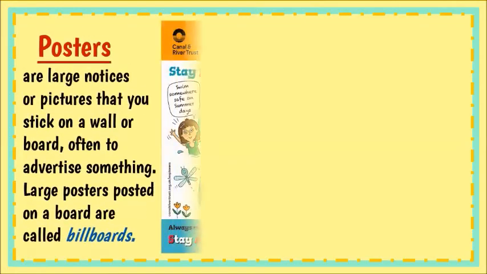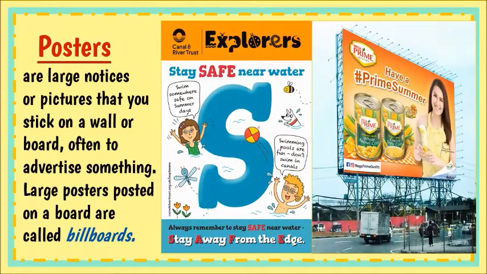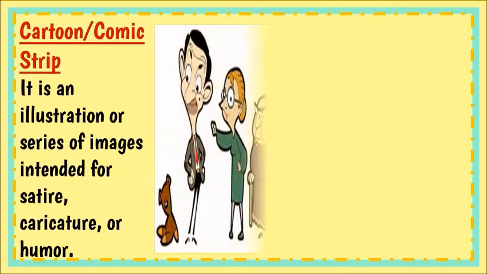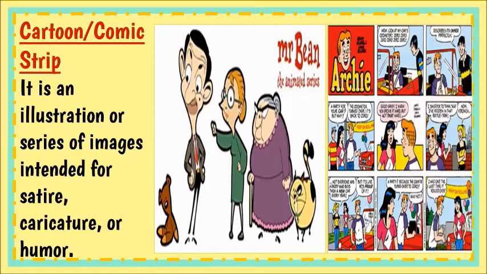Another type of visual media are posters. Posters are large notices or pictures that you stick on a wall or board, often to advertise something. Large posters posted on a board are called billboards. The last we have on the list is cartoon or comic strip. It is an illustration or series of images intended for satire, caricature, or humor.